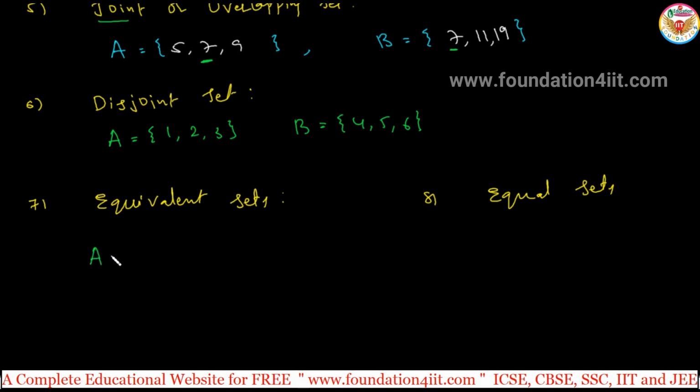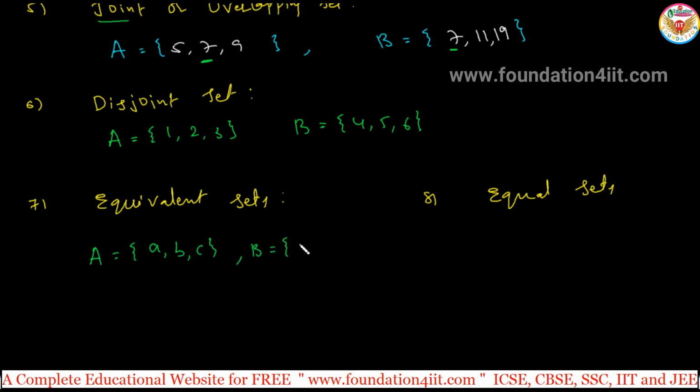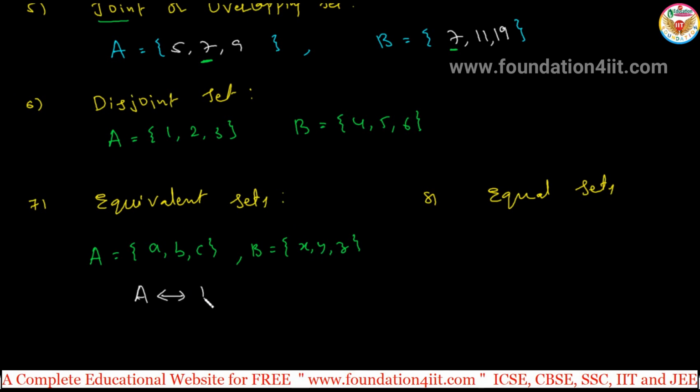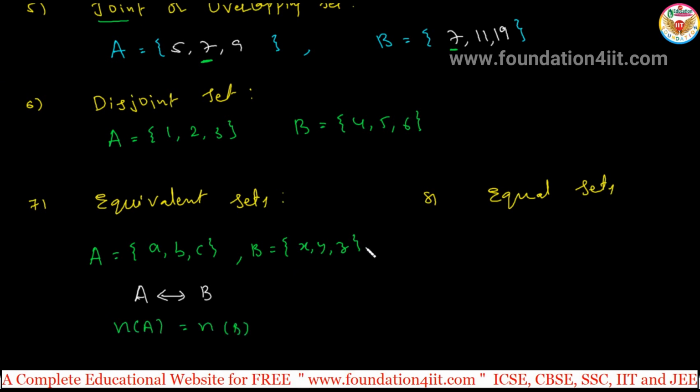For example, set A is having elements A, B, C and set B is having elements X, Y, Z. Same number of elements means equivalent sets. So A is equivalent to B. Same number of elements, so that means the cardinal number is the same. That is, here n of A is equal to n of B. This is for the equivalent sets.